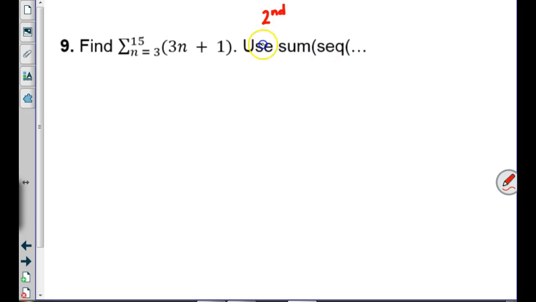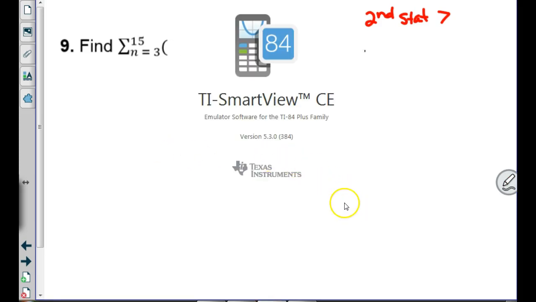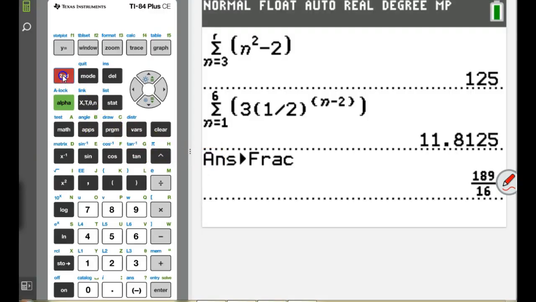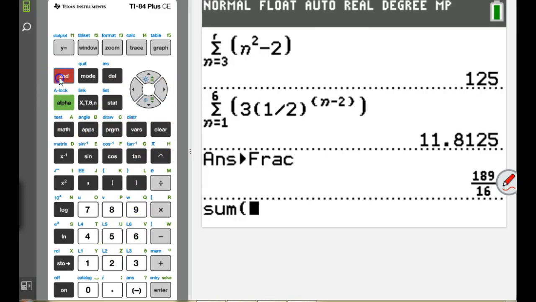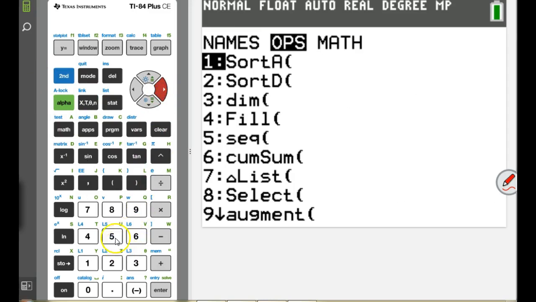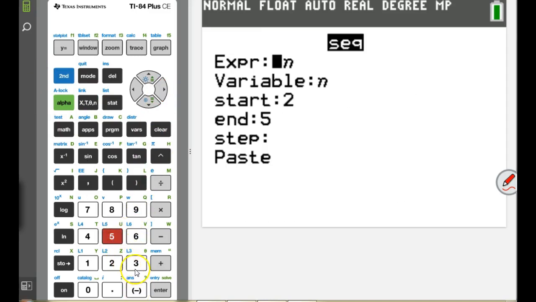No, I'm talking about not the notation. It's second stat, arrow to the right twice for the first one, and then second stat, arrow to the right once for the second one, I think. Because they're supposed to be arrows. I just wanted to remind you where this was, because if you happen to be doing your homework with an older calculator, you can't use the summation notation. It's second stat, arrow to the right twice for sum. Then it's second stat, arrow to the right once for sequence. Then you put the formula in.